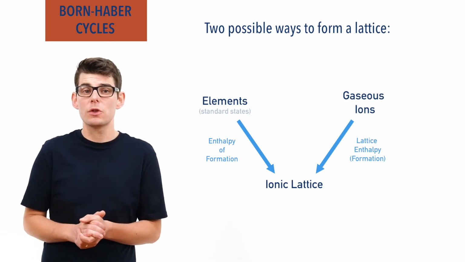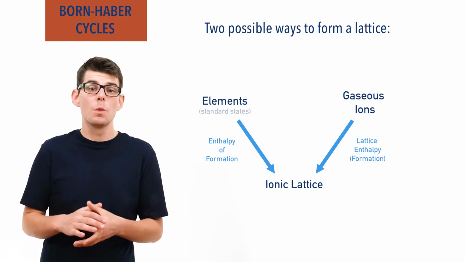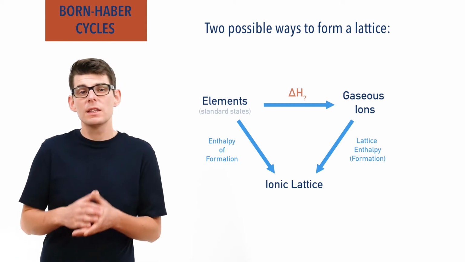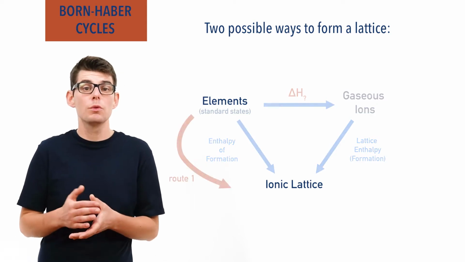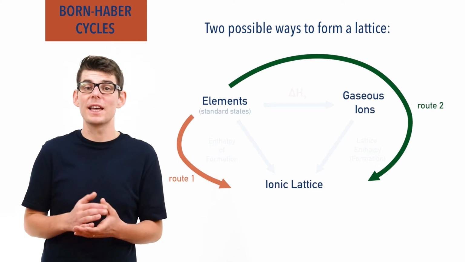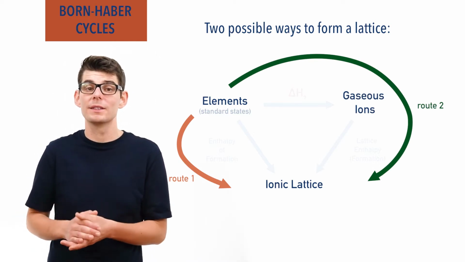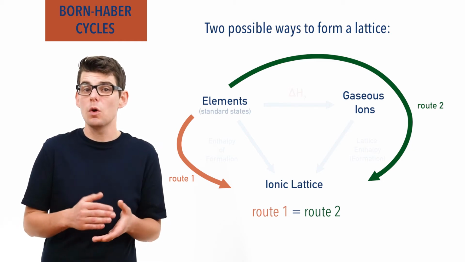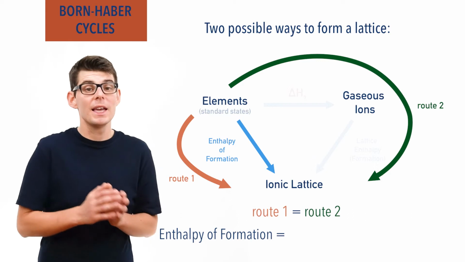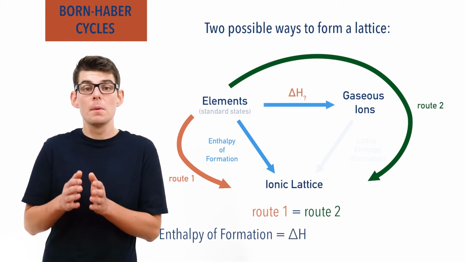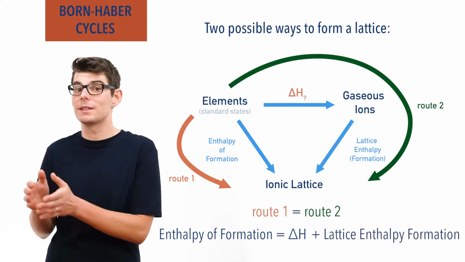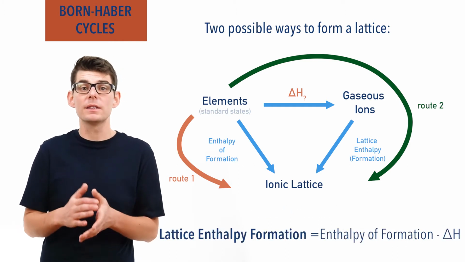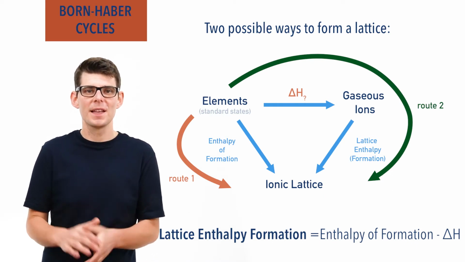To find the lattice enthalpy of formation, all we now need to do is find the enthalpy change that occurs when you go from the constituent elements in their standard states to gaseous ions. Then we have a simple Hess cycle. There are two possible routes to go from the constituent elements to the lattice, route 1 and route 2. Hess's law tells us that the energy change that occurs for the formation of a product from a set of reactants is independent of the route taken, meaning route 1 equals route 2. In this case, that means route 1, enthalpy of formation, so from elements to lattice, equals the enthalpy change to turn the elements into gaseous ions plus the lattice enthalpy of formation, forming a lattice from gaseous ions. Rearranging this means lattice enthalpy of formation equals enthalpy of formation minus the enthalpy change to turn the elements into gaseous ions. Lovely and neat.